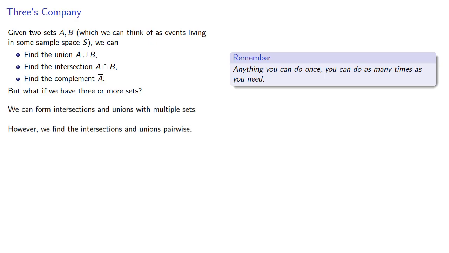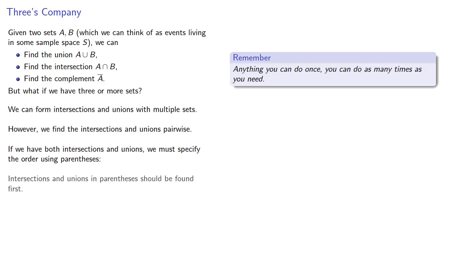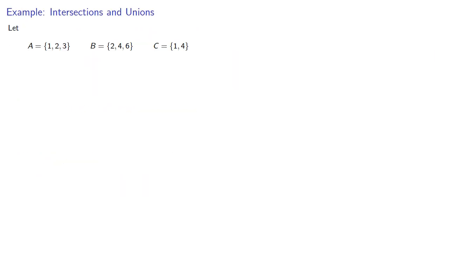However, we need to find the intersections and unions pairwise. And if we have both intersections and unions, we must specify the order using parentheses. Intersections and unions in parentheses should be found first. For example, if I have sets A, B, and C, then parentheses A intersect B, the whole thing union C.